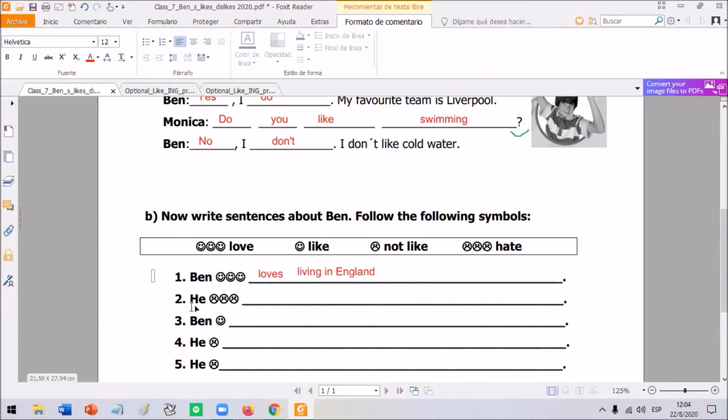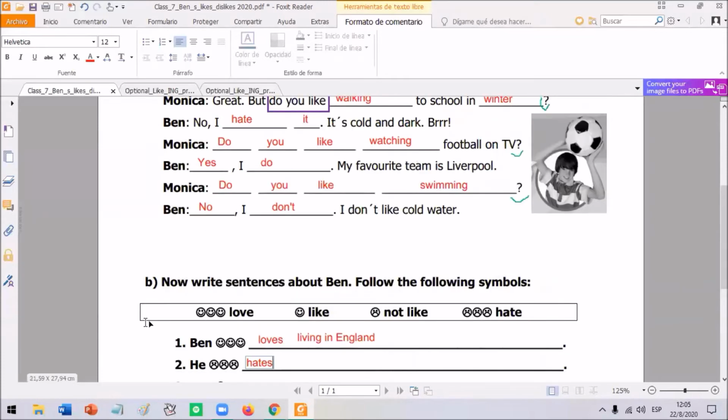Let's take a look at number two. Now it says Ben. Sorry, it says he, but we know we are talking about Ben. Usamos he solo para no repetir su nombre. And now look at the faces, three sad faces. What do they represent? Which of these actions? Right, hate. But again, we know that we need to add the letter S. So we are going to say he hates what? What does he hate? Let's see.